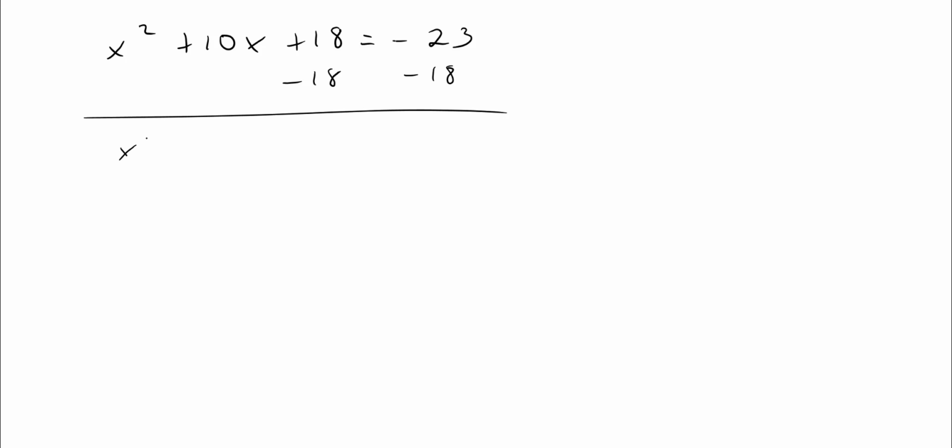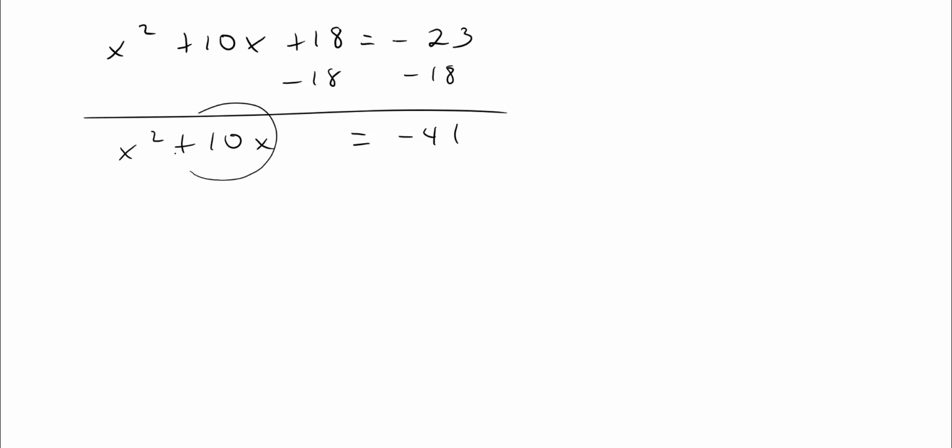So we have x squared plus 10x plus 18 equals negative 23. Okay, that x squared, I got a 1 in front of it, so I don't have to do anything fancy. Okay, so the first thing I'm going to do is I'm going to subtract 18. So you get x squared plus 10x is equal to negative 41.